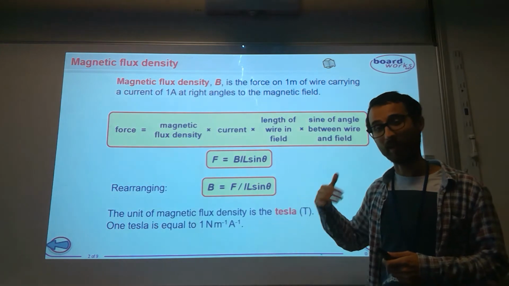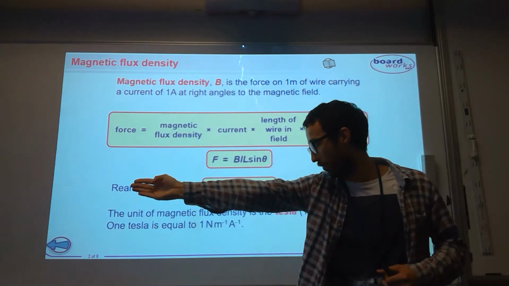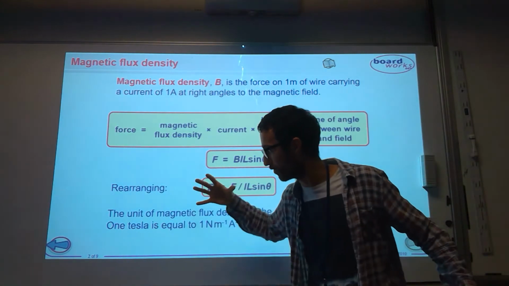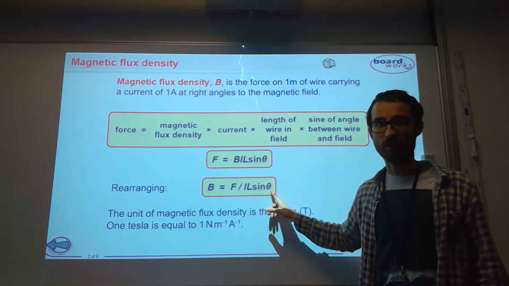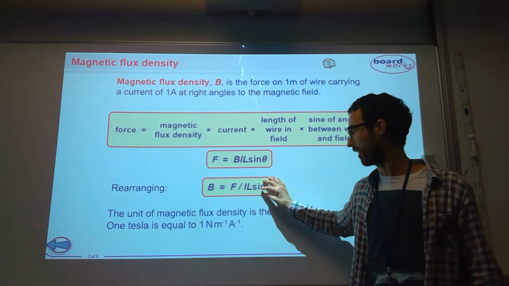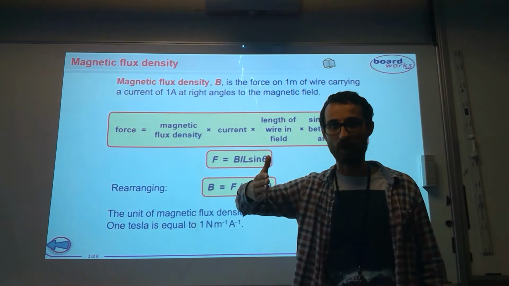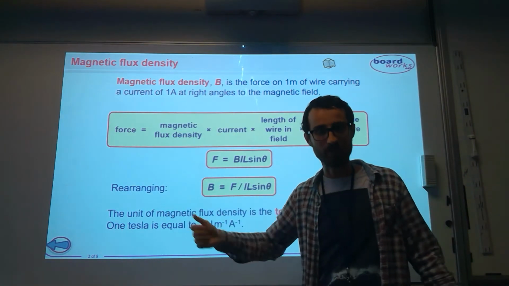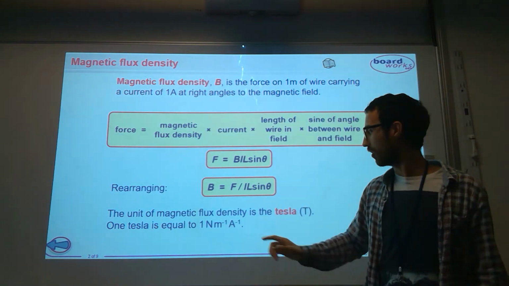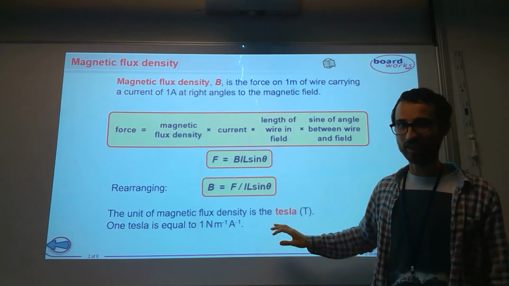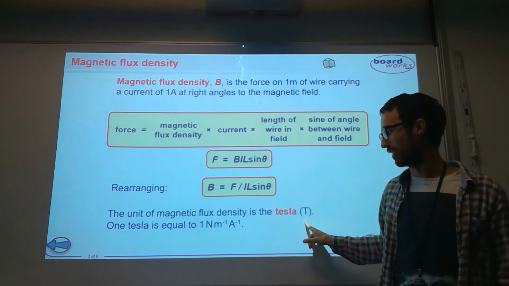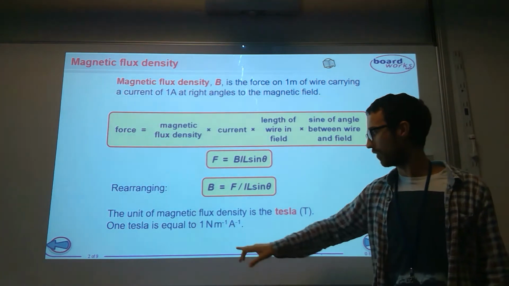Interestingly, also if it's parallel to the field, so if we have that wire going through the field and we turn it around so it's parallel to the magnetic flux, sine of 0 is 0, and that disappears, because now the angle between the wire and the field is 0, we experience no force. The unit of magnetic flux density is the Tesla. Tesla got there first, unfortunately, so it's named after him, capital T to represent Tesla.